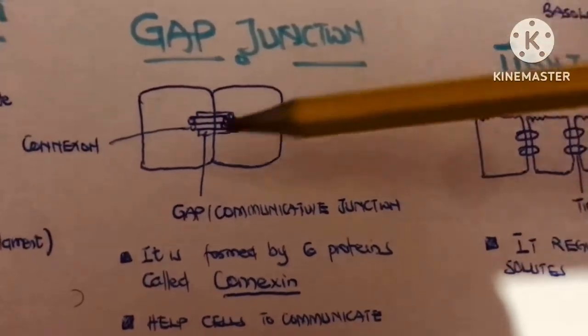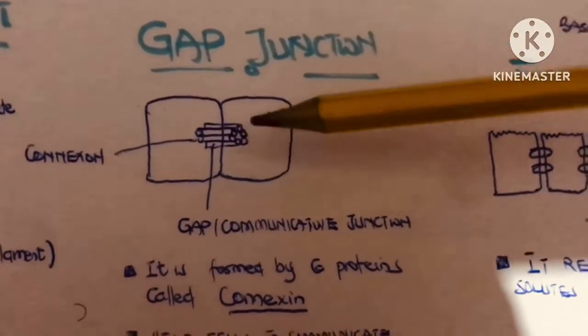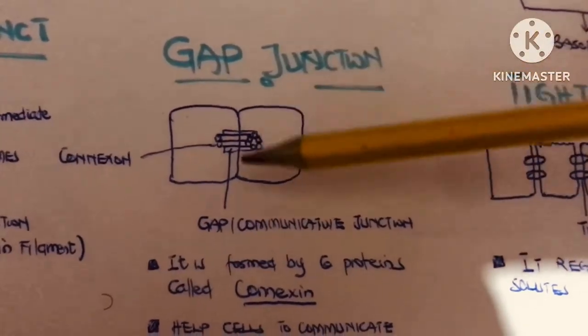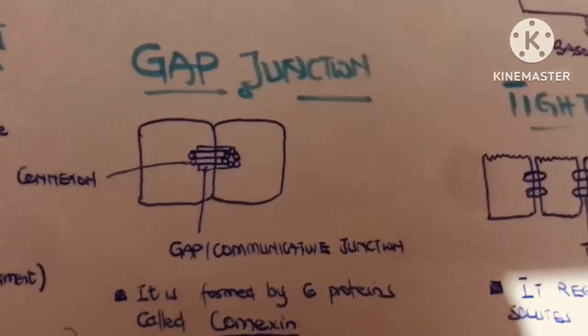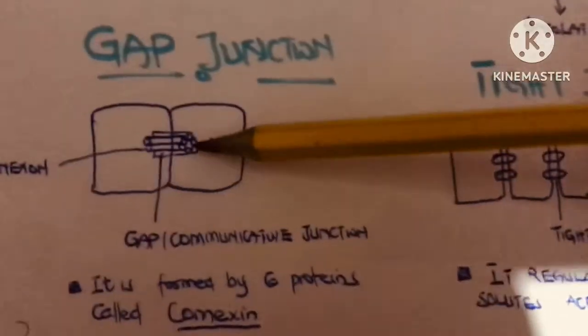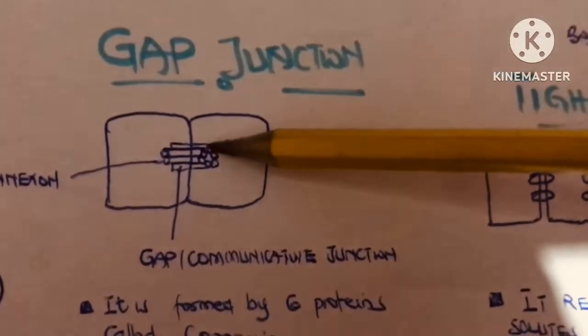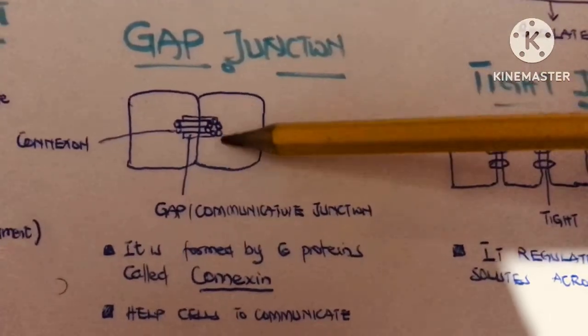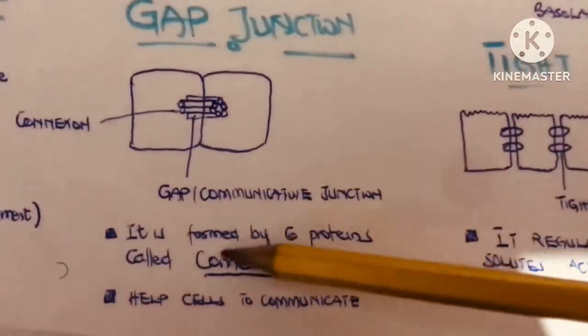So this gap junction is actually being formed by what? By 6 proteins. Let's count them: 1, 2, 3, 4, 5, 6. 6 proteins. And these proteins are called connexins.